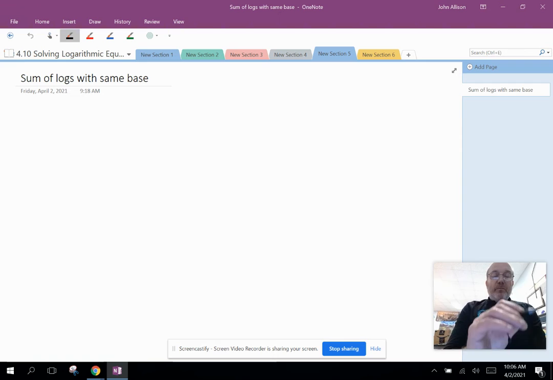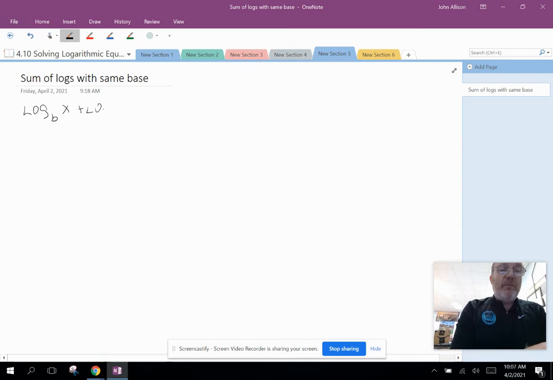Now we'll look at the property where we had the sums of the logs with the same base. Recall that we had the property yesterday. We had log base b of x plus log base b of y is equal to log base b of x times y. Let's do some examples with this one.